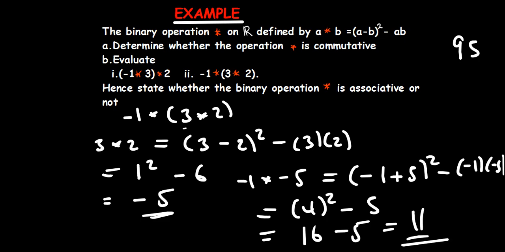But then the question continues to say, hence state whether the binary operation star is associative or not. So we see that the 95 that we found in the first one is not equal to 11. So this means that this binary operation star is not associative. So this is how you work out binary operations.